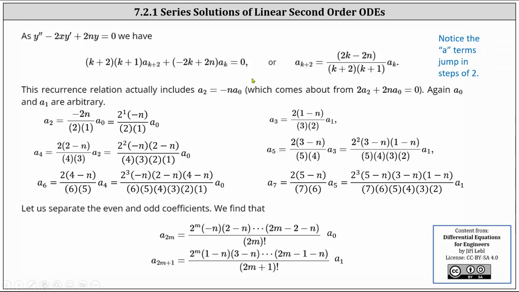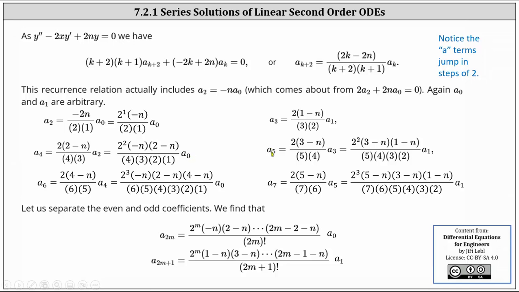For a sub 4, k is equal to 2. The numerator starts as 4 minus 2n, which factors as 2 times the quantity 2 minus n. Then we have divided by the product of 4 and 3 times a sub 2. And we have a formula for a sub 2 above. Performing substitution for a sub 2, a sub 4 is equal to 2 squared times negative n times 2 minus n divided by, we'll call this 4 factorial times a sub 0.